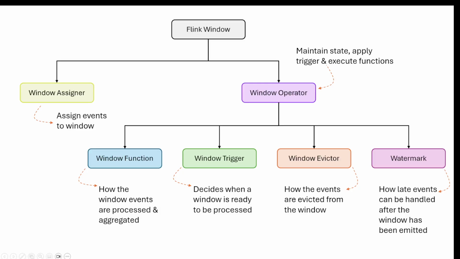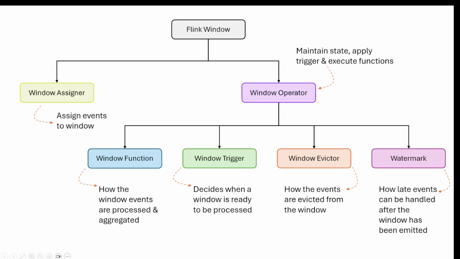And then we have watermarks. Watermarks are a way for Flink to handle late data. Let's say we have a window and some records came after that window has ended, but they should belong to the window that has already been processed. How do we handle those scenarios? For that we use a strategy called watermark.